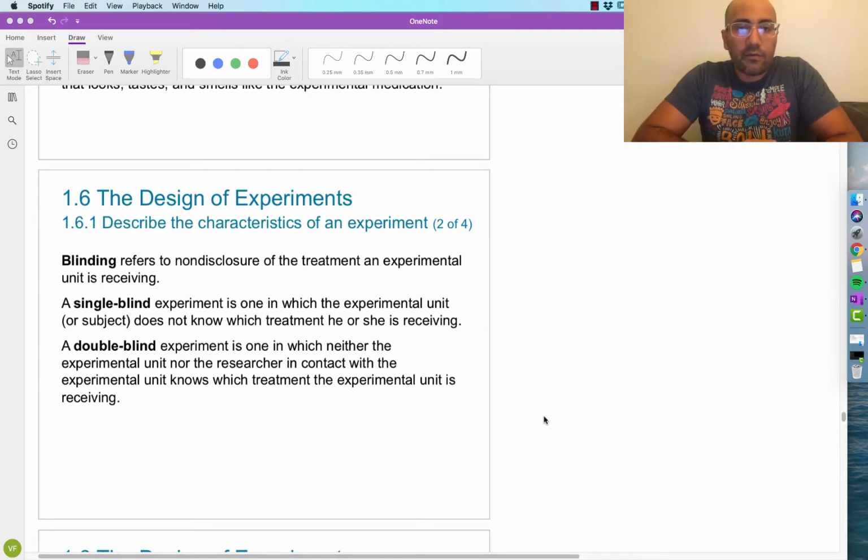And double blinding refers to both the person being experimented on, the subjects, not knowing, as well as the people in charge, say the doctors that are conducting the experiment, also not knowing who's in the control group and who is in the treatment group. This is again to prevent any bias from happening from the doctors or the people in charge of the experiment.